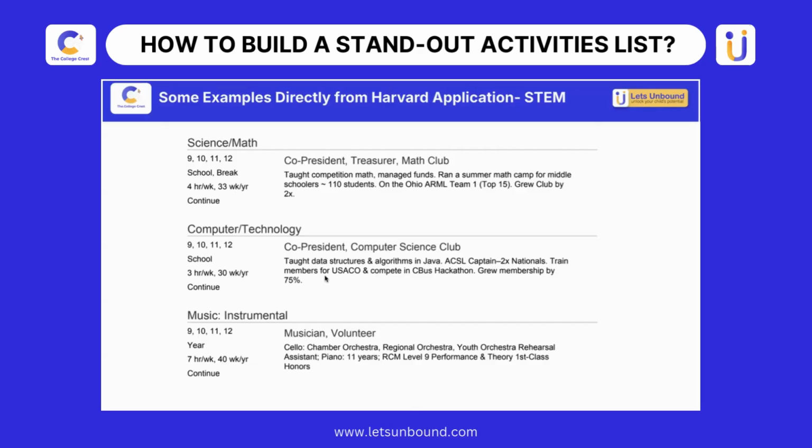Again, we see leadership, this time as co-president of the CS club. But what stands out is the depth of engagement. They didn't just code for fun. They taught data structures and algorithms in Java, a college level topic, to peers. They captained their team in the ACSL competition, went on to nationals twice, and also trained others for the USACO and hackathons. The cherry on top, they grew the club membership by 75%. This shows leadership and outreach.